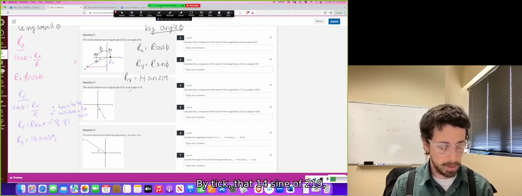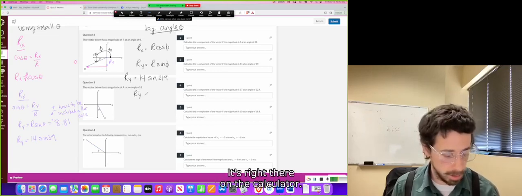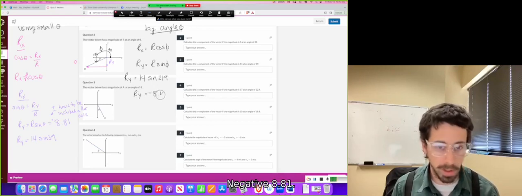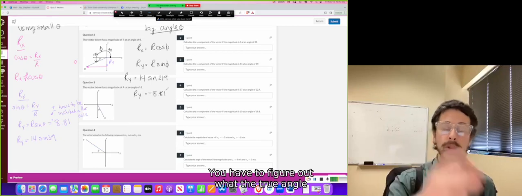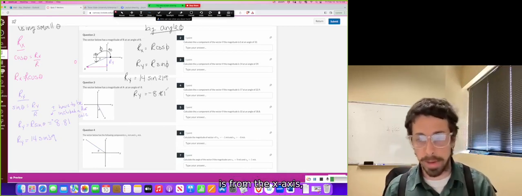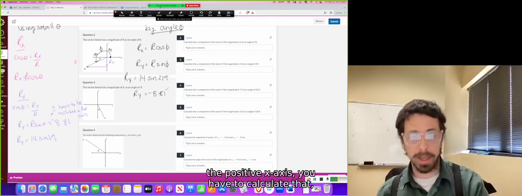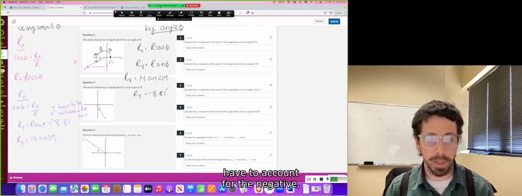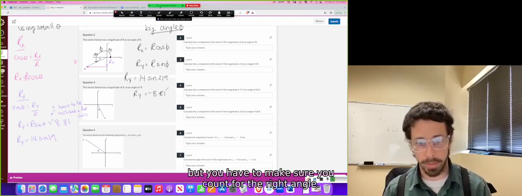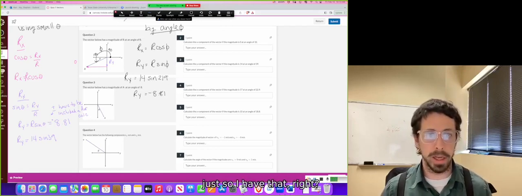If I take that, 14 sine of 219, you get negative, right? It's right there on the calculator, negative 8.81. The negative kind of comes along this way. You have to figure out what the true angle is from the x-axis, not the negative x-axis, the positive x-axis. You have to calculate that, but it comes out and you don't have to account for the negative, but you have to make sure you account for the right angle. All right. Just going to plug that in there just so I have that right.